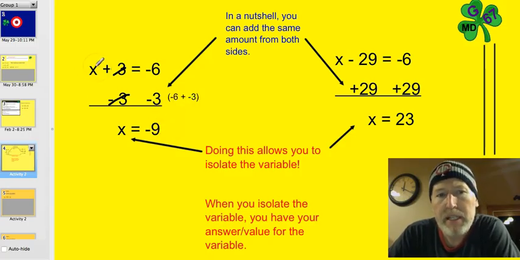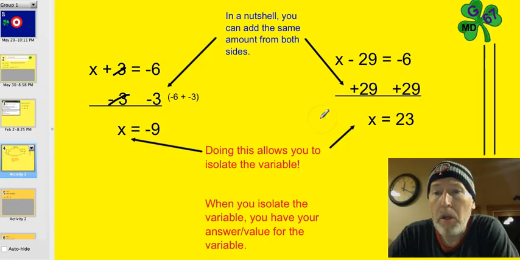Let's see if it makes sense. Negative 9 plus 3 is a negative 6. Yeah, it makes sense. All right. Over on this side, x minus 29 equals a negative 6.